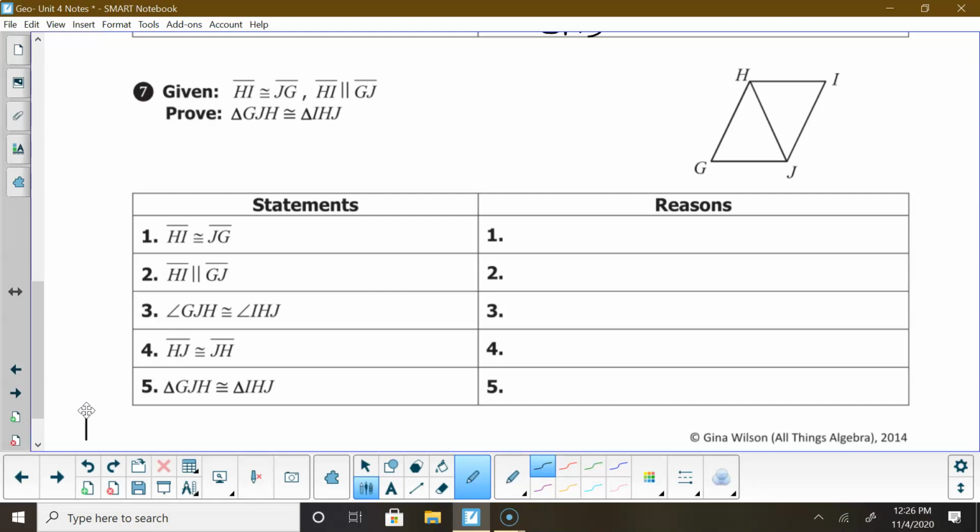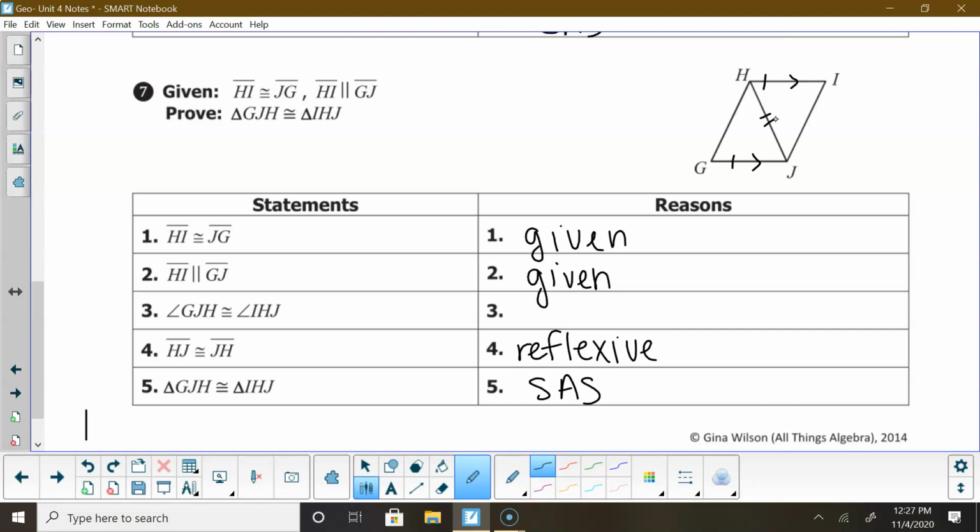Alright, so we got the givens, yes? Given. Alright, this one we said was reflexive. And since it's in a side angle side thing, we're here, right? It's just 3 that's kind of screwy, yes?